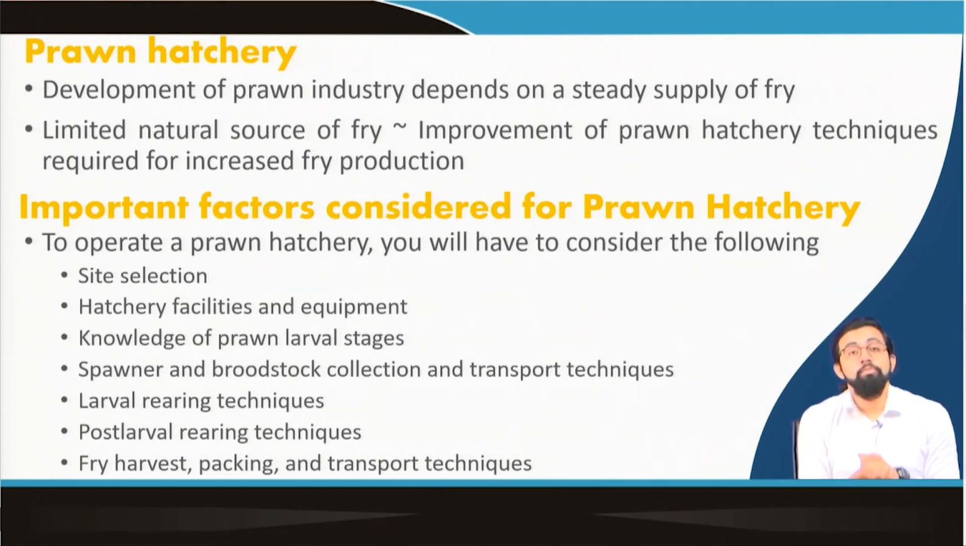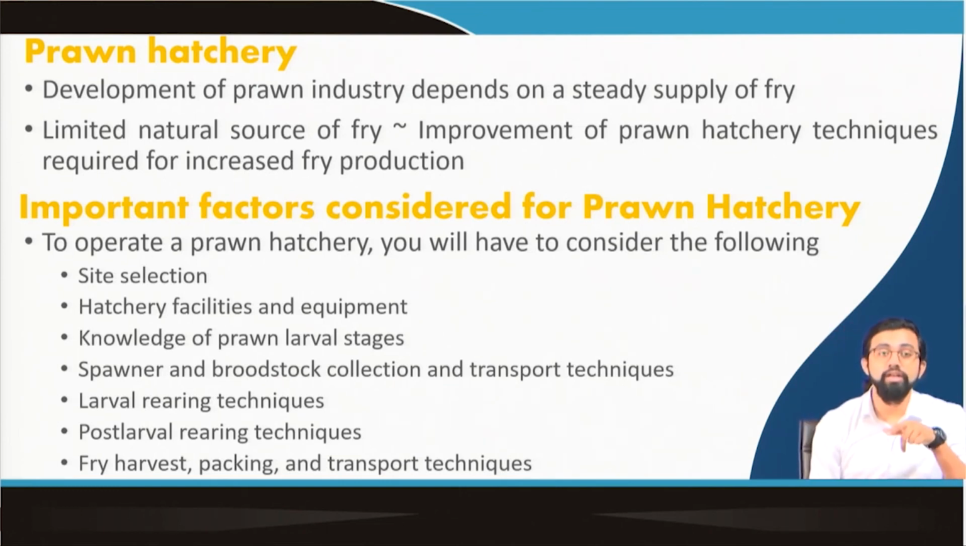Okay, what are the important factors that need to be considered for designing a prawn hatchery? It's almost the same as the carp hatchery, but there are certain changes that I'll be discussing in the coming slides. First of all, the site selection, the hatchery facilities and equipment that we'll be designing, the knowledge of prawn larval stages, the spawner and the broodstock collection and transport techniques, larval rearing techniques, post larval rearing techniques, and also the fry harvest, packing and transport techniques. So, these are the very important operating parameters and techniques that we need to properly consider before we design a prawn hatchery.